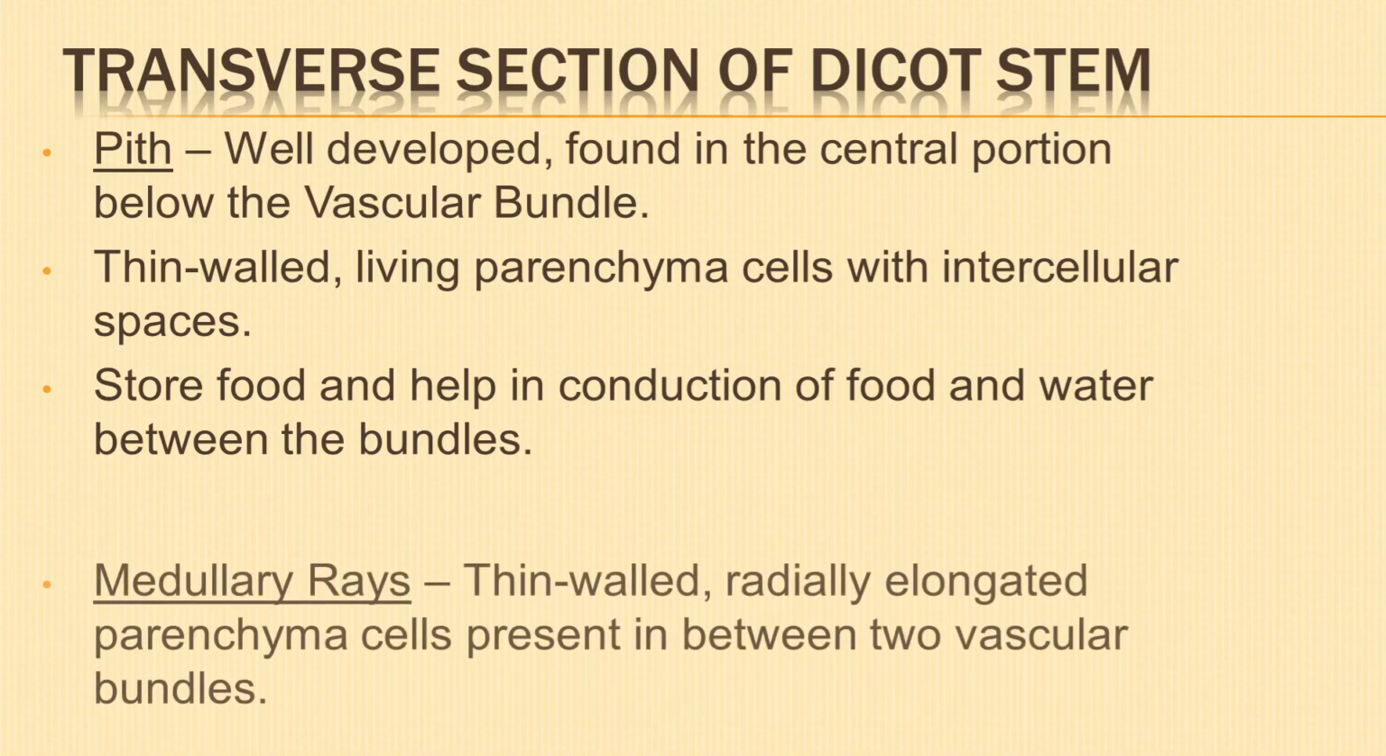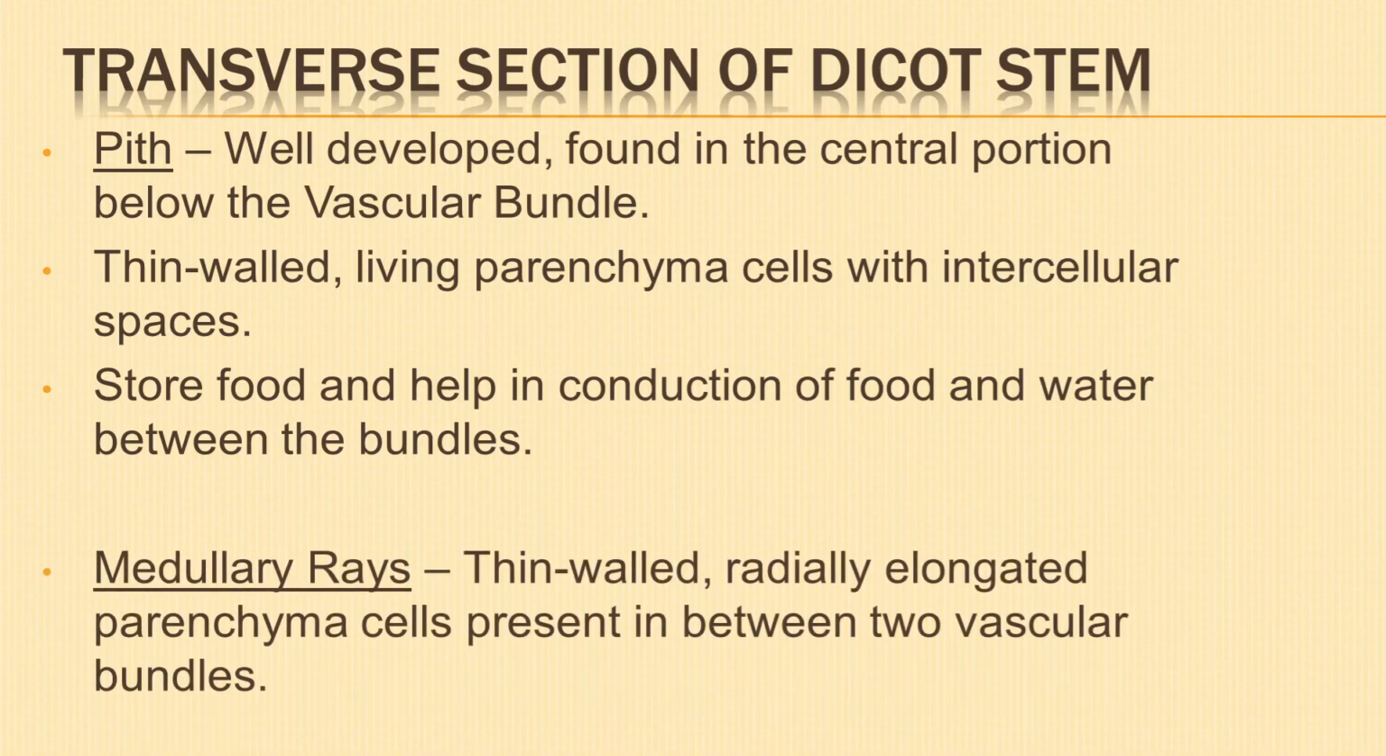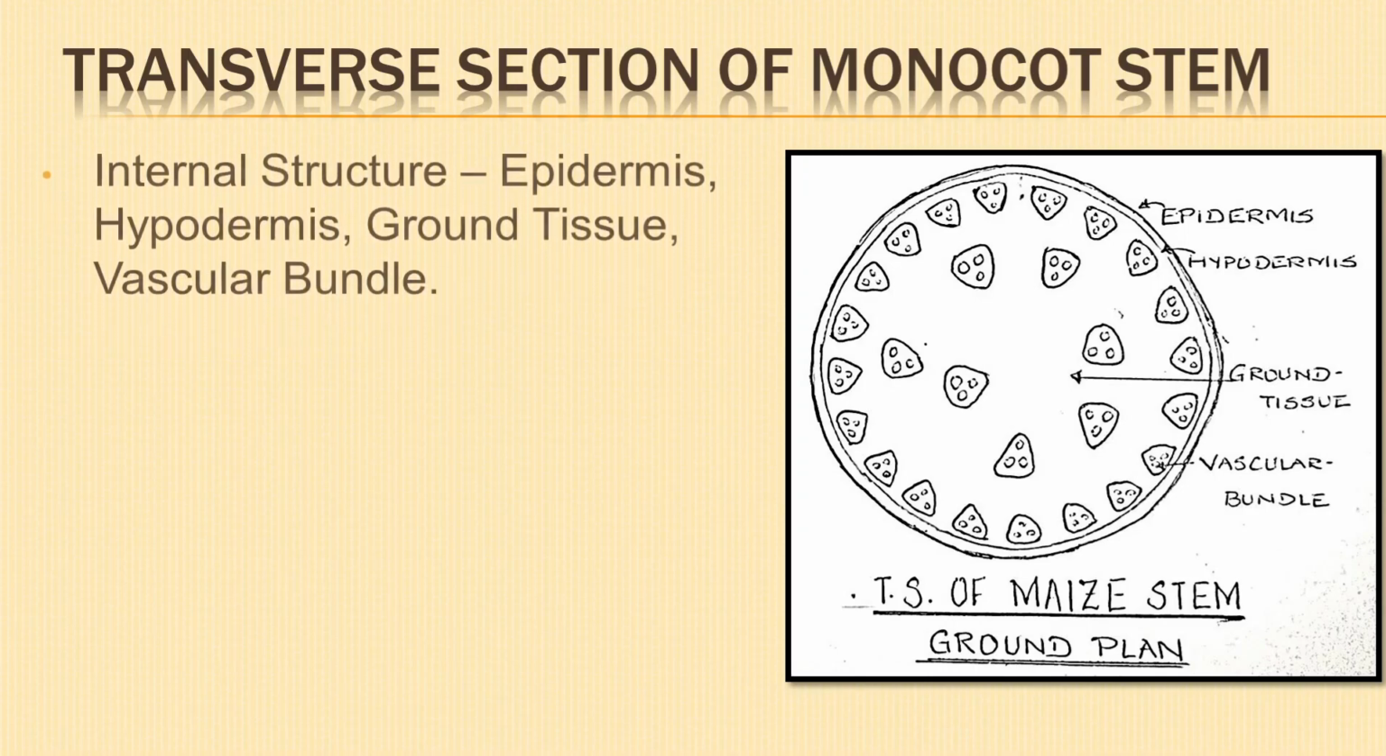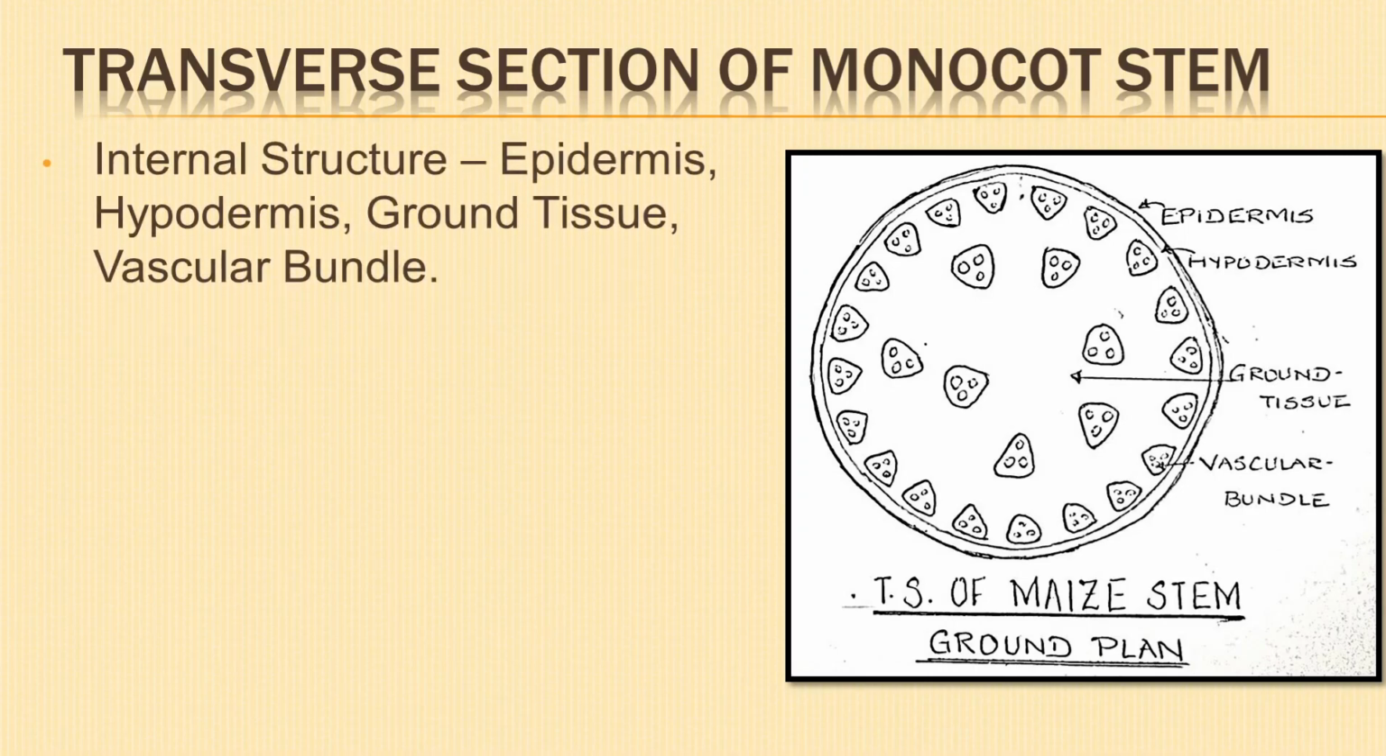Medullary rays. They are thin-walled, radially elongated, polygonal parenchyma cells present in between two vascular bundles. Now, we shall look into the transverse section of monocot stem. The internal structure of a typical monocot stem, example, stem of maize, consists of epidermis, hypodermis, ground tissue, and vascular bundles.